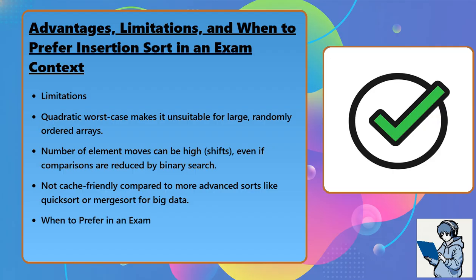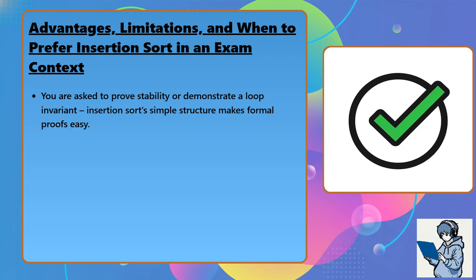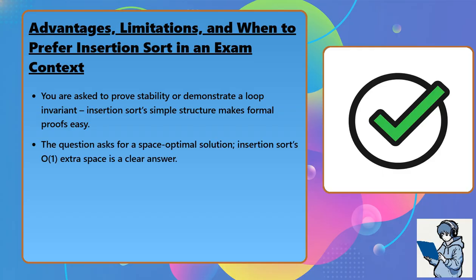When to prefer it in an exam: the problem states that n is small, less than or equal to 30, or the input is almost sorted. You are asked to prove stability or demonstrate a loop invariant. Insertion sort's simple structure makes formal proofs easy. The question asks for a space-optimal solution. Insertion sort's O of 1 extra space is a clear answer.